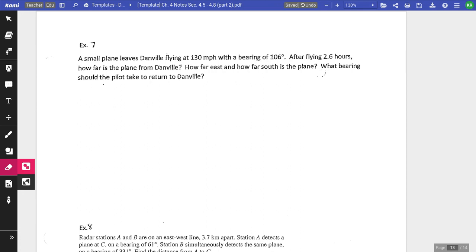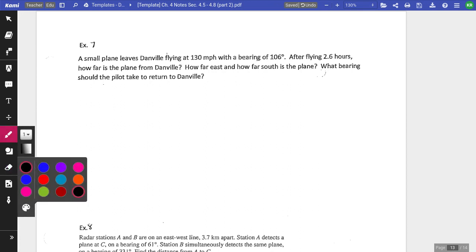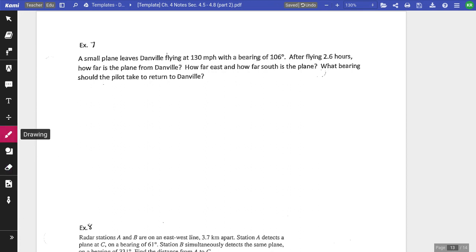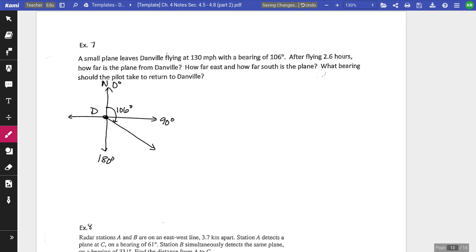A small plane leaves Danville flying 130 miles per hour with a bearing of 106 degrees. Let's see where this plane goes. This is going to be Danville. It leaves Danville on a bearing of 106 degrees. 0 degrees is north, 90 degrees, 180 degrees. So for 106, go a little bit past 90, and there's 106 degrees.